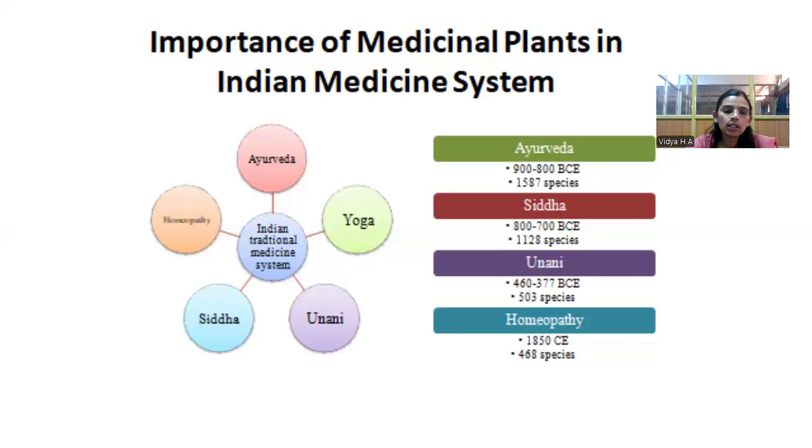Homeopathy, here we use diluted substances to trigger the body's natural healing processes. Siddha is an ancient system of medicine that emphasizes herbal remedies. Unani focuses mainly on balancing the bodily humors. And the second figure here, again, shows the four traditional Indian medicine systems with the approximate number of medicinal plant species used in each system and the approximate time in which the system was developed.